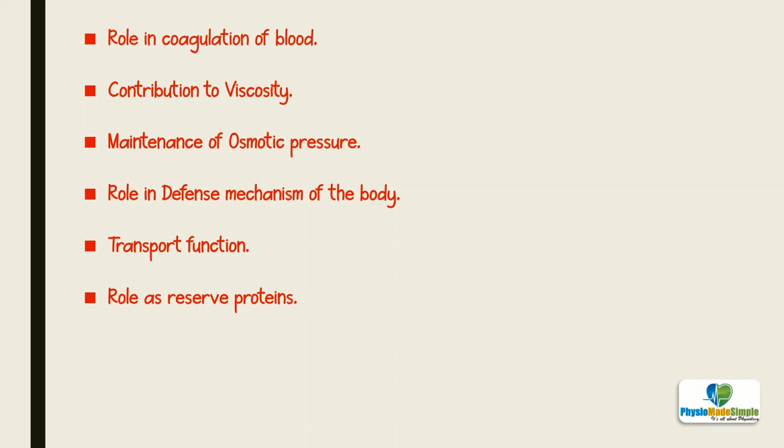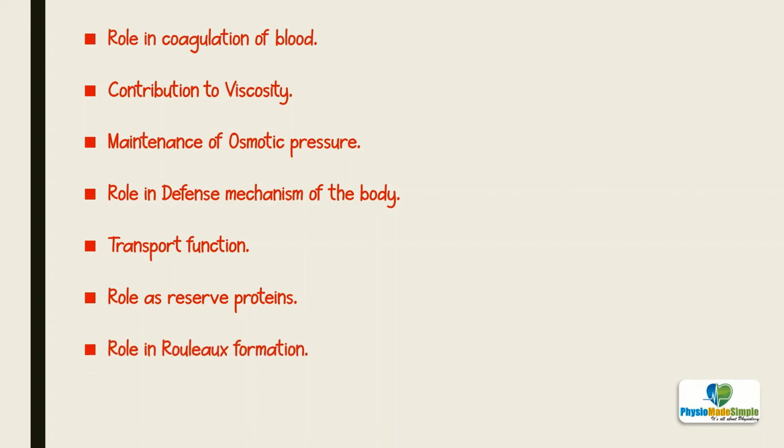Then the role as reserve proteins. During fasting or starvation, the plasma proteins will be utilized by our body tissues or cells as the last source of energy. So how do they serve as the last source of energy? The plasma proteins break up into amino acids, and the tissues utilize these amino acids for energy production. So in this way, as a last resort, plasma proteins help in the production of energy during starvation or fasting.